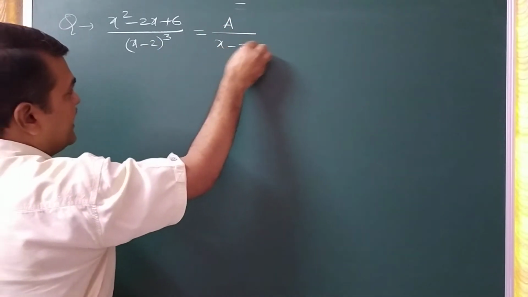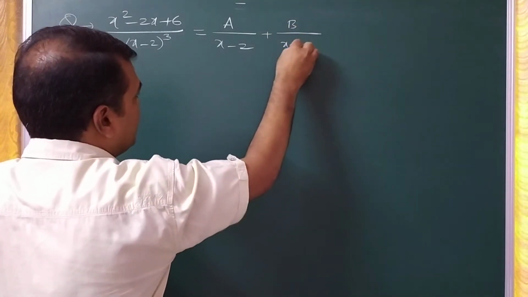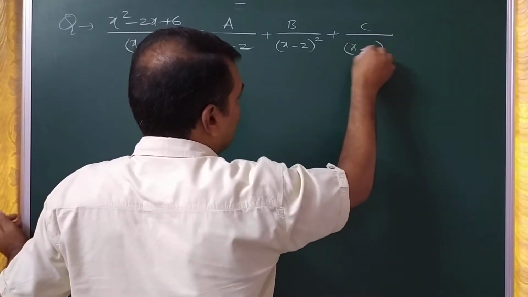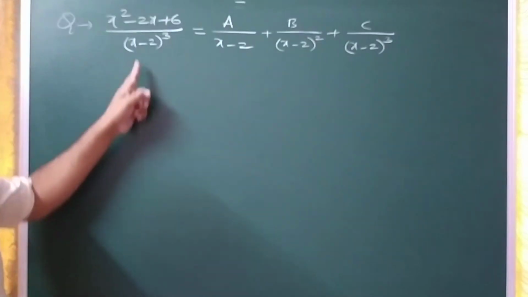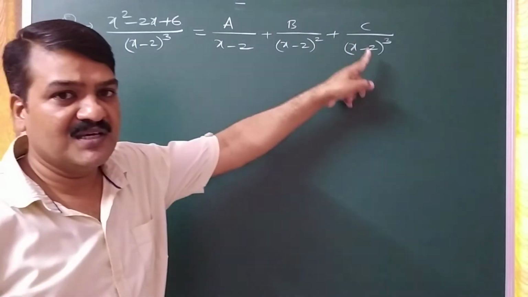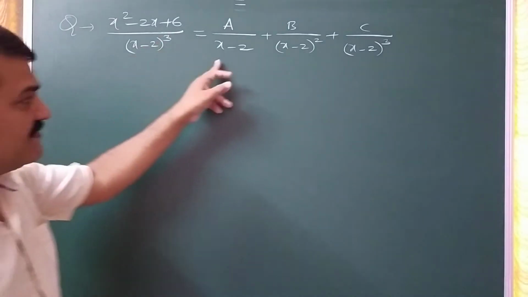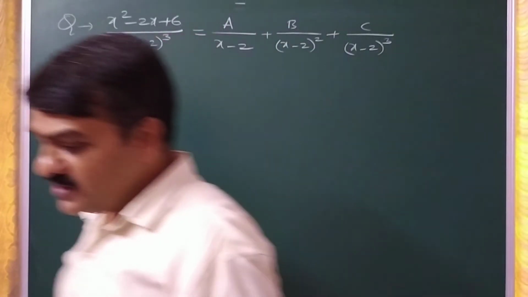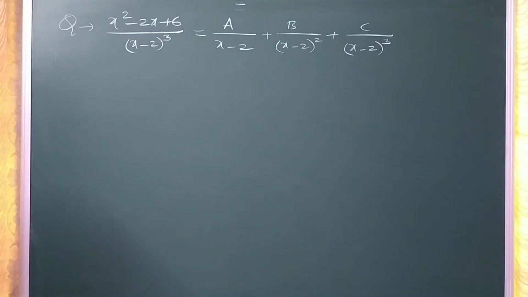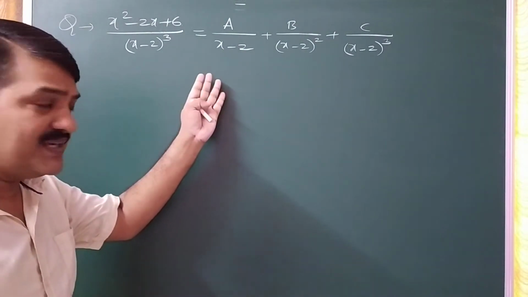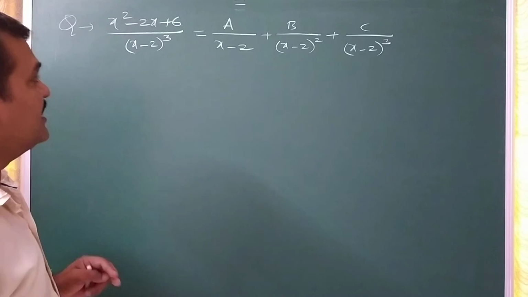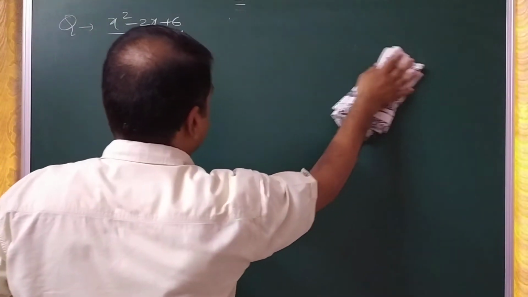So A by x minus 2 plus B by x minus 2 whole square plus C by x minus 2 whole cube. You will write 3 partial fractions like this, starting with x minus 2 and increasing the power by 1 each time. But actually we have a shortcut, because if you do it this way, the simplification and the process will be a bit lengthy. So the shortcut is what we are going to do.